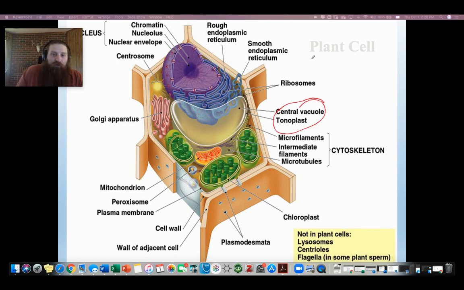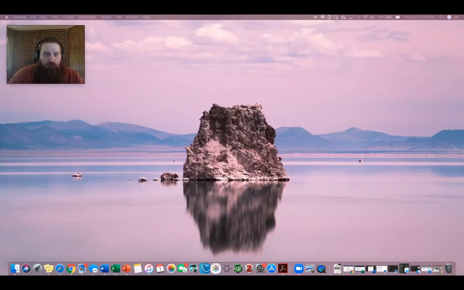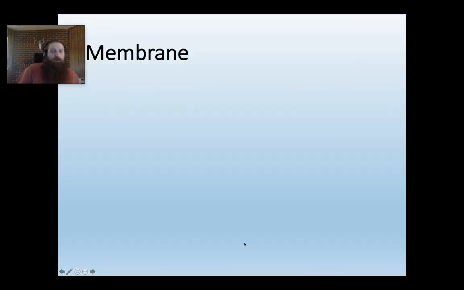Now, this is the plant cell. I would also recommend that you print this thing out and that you write on it as we go. All right. So let's look at these organelles. Sorry, and let's start with the membrane.